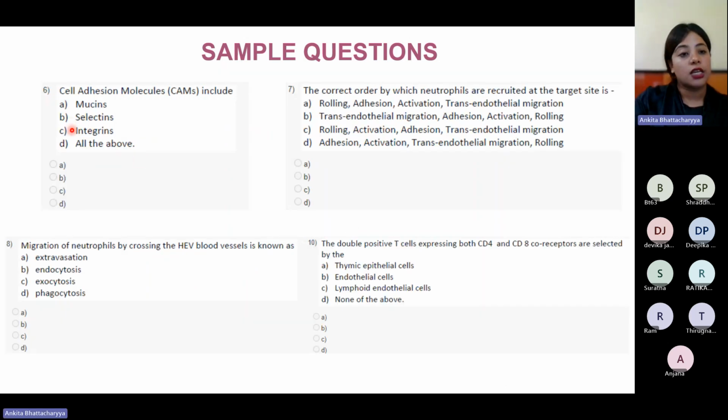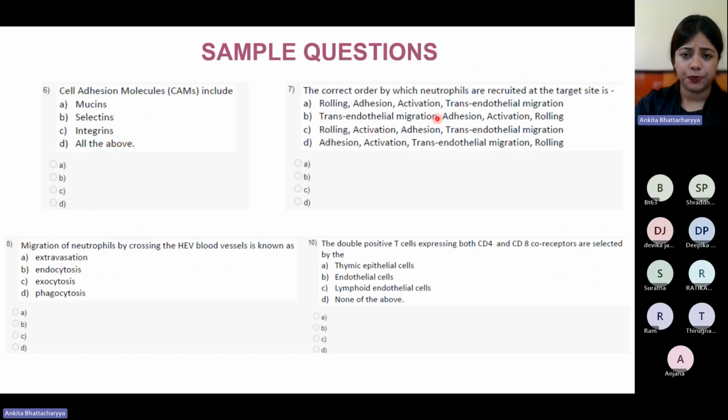Then in question 6, the cell adhesion molecules, or CAMs, include, okay, I did not show this today, but it was part of the lectures. If you remember, mucin, selectins, integrins, or all of the above. The correct answer is all of the above. All of them are cell adhesion molecules that are of different subtypes. We talked about selectin today, but integrins are also cell adhesion molecules and so on and so forth. So all of the above is the correct option.